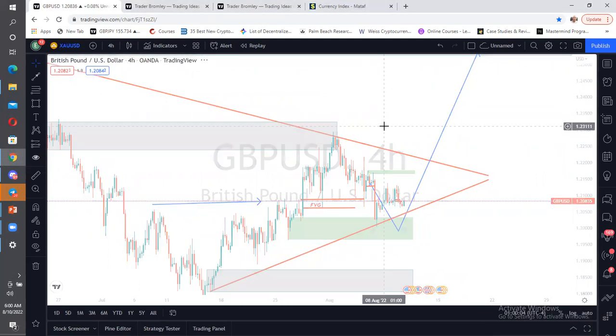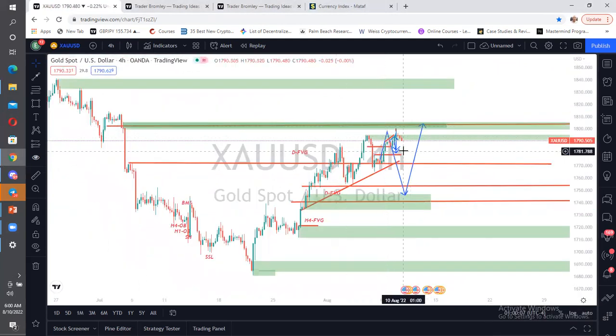Next one, gold. I'm taking this drawing out so we can see the charts.